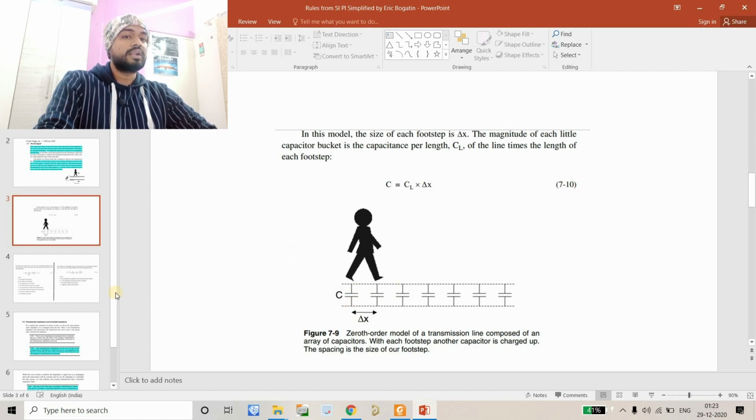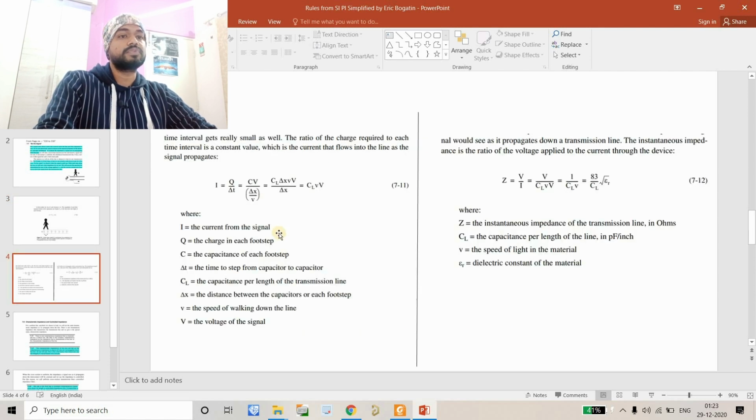Now we're going to move to another slide, and there we'll discuss how we can calculate the current as well as the instantaneous impedance. So let's move to the next slide. If you read this paragraph, you'll see that the current that flows into the line is equal to the charge required in each time interval. That means charge divided by delta t, and delta t is the time to step from capacitor to capacitor.